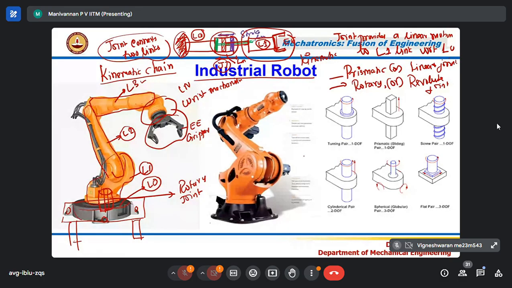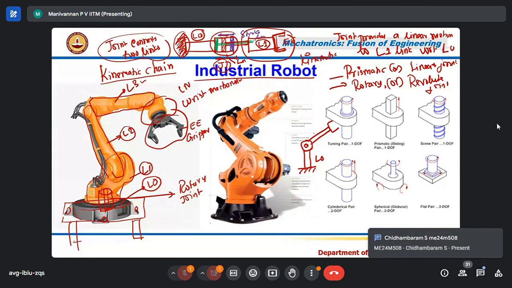Instead of that, I will draw another one, the same. I have my L1 link, L0 link, and I connect a rotary joint. A rotary joint is shown like this. And this is my end effector. This is my L1 link. This is my R1. Correct?